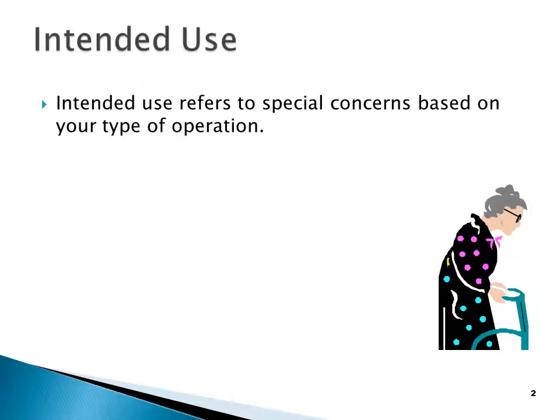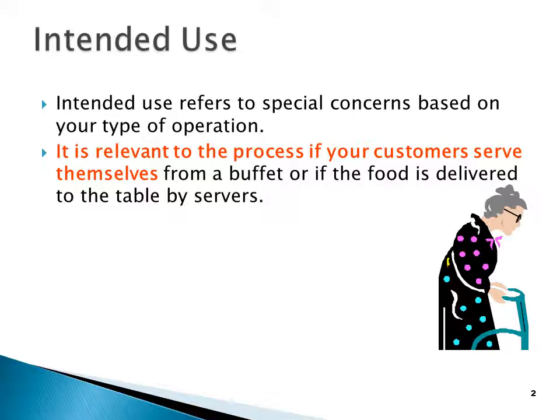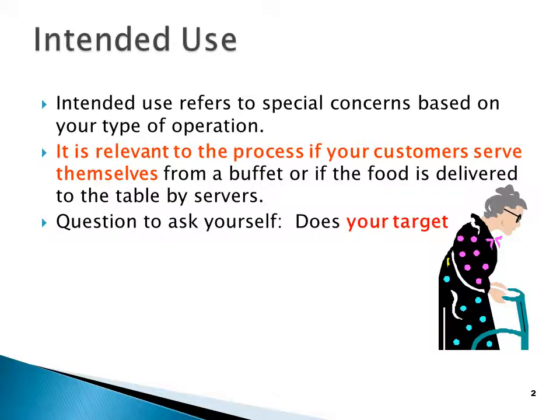So now that we have our team together and we know what our products are, we need to figure out what we are going to do with those products. What's our intended use, which refers to any special concerns we have based on the type of operation that you have. It's relevant to the process if your customers are going to serve themselves. For example, are they serving from a buffet, or is the food delivered by the servers? What's the difference? Well, on a buffet you get people dropping their tongs into the food, sneezing into the food, helping themselves. The chef's not out there to check the temperature at all times, so it becomes more complicated, so we need to know if that's what we're doing.